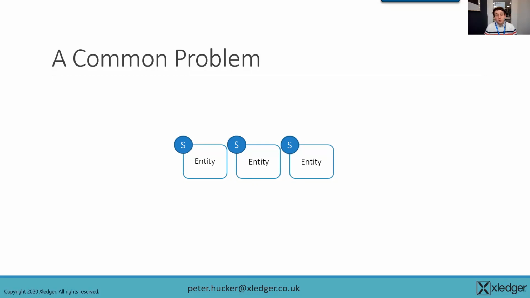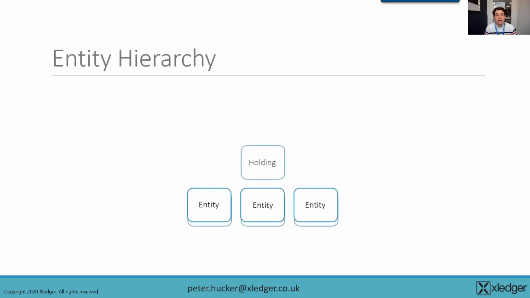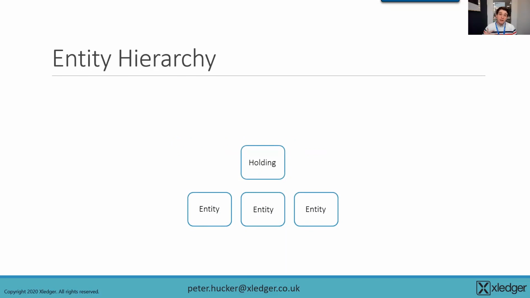So with Xledger, we've looked at this problem and we've solved it with entity hierarchy. With entity hierarchy, you can have a holding company which sits above the clients or statutory entities of those clients. Now, these holding companies have many benefits. One of them is that with an entity hierarchy structure, configuration flows down from the holding companies.